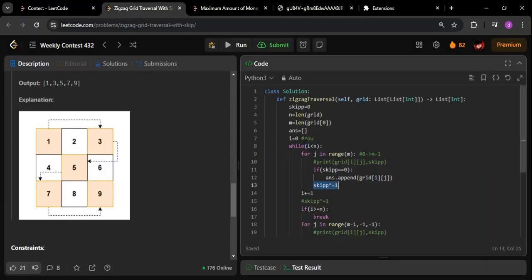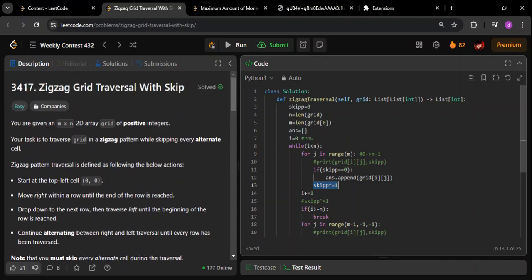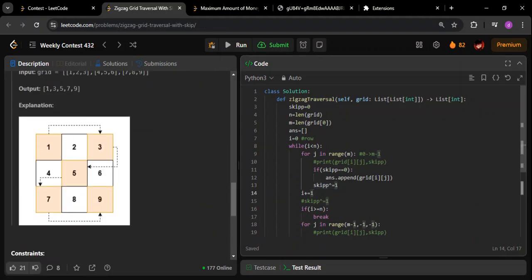Since they mentioned that we have to skip every alternate element, to ensure that I do that properly, I am using the XOR operator. 0 and 1 both basically differ only in the zeroth bit, where their value is stored. For that reason, I'm doing XOR with 1. This will ensure that skip toggles between 0 and 1.